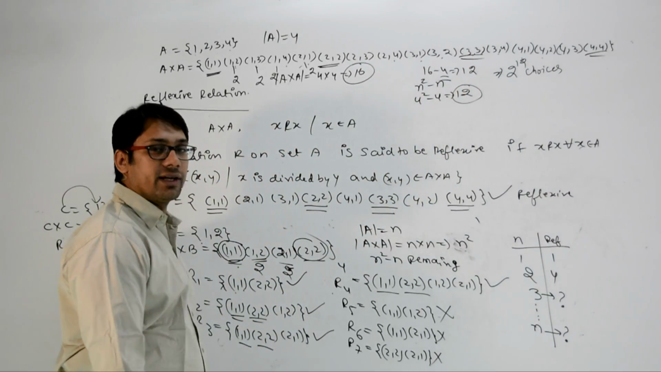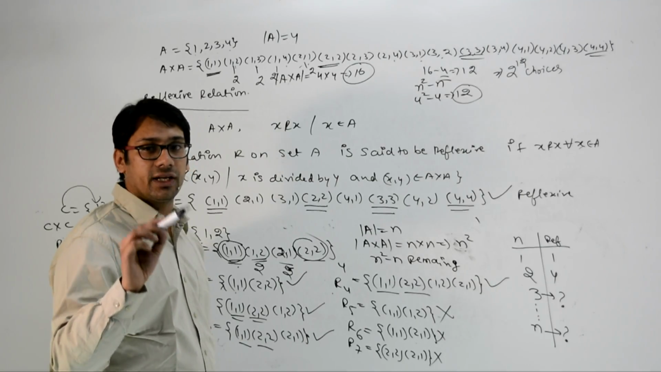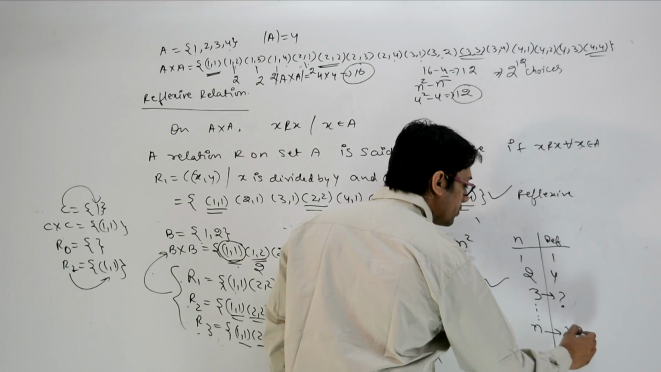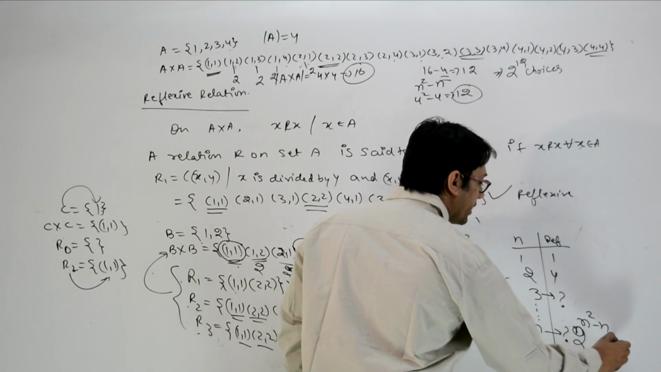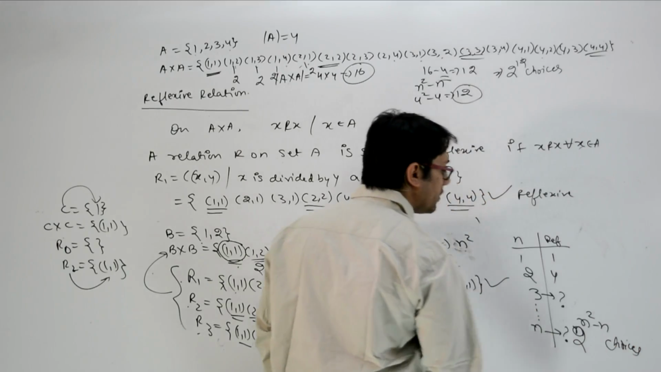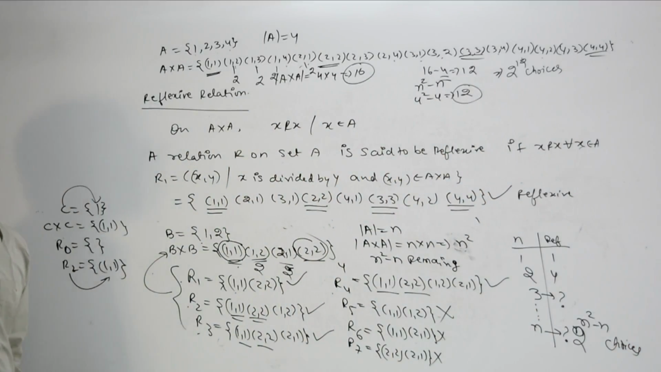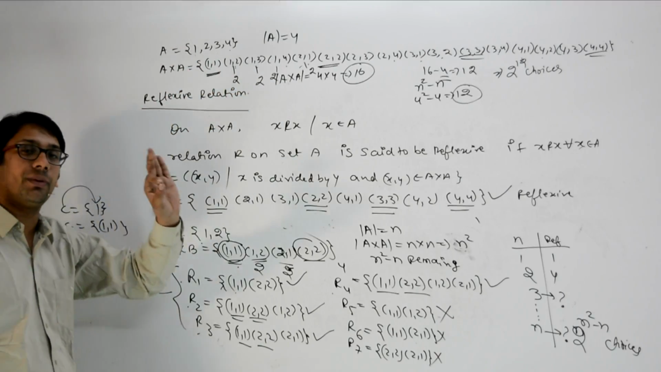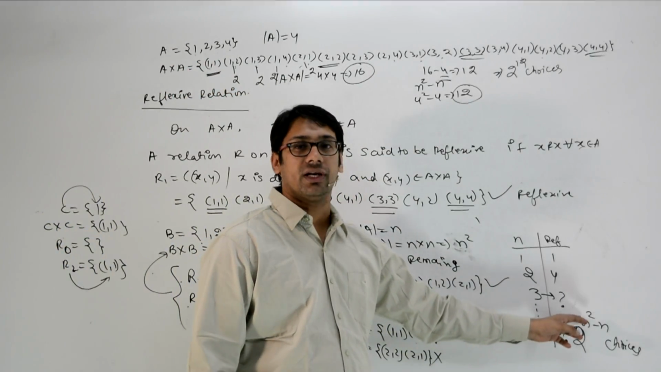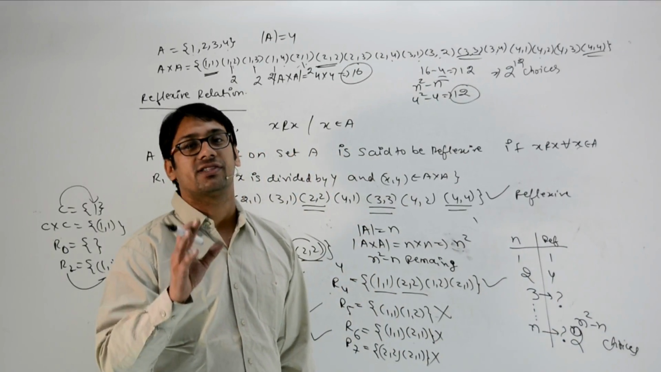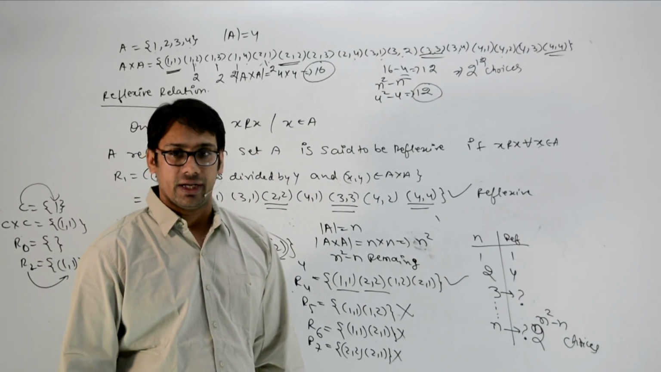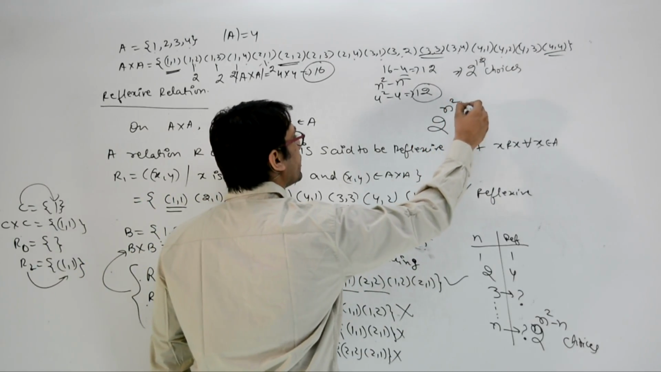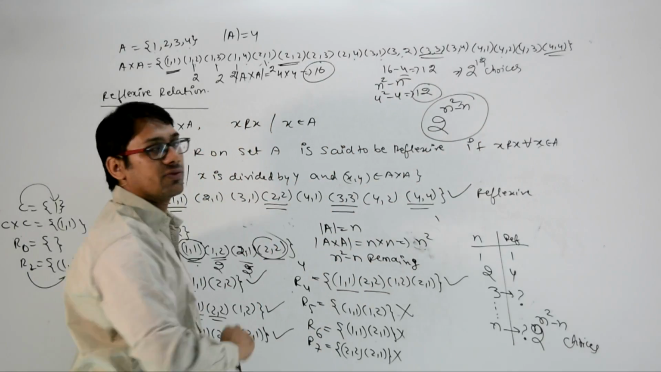Now if you are having n elements, then for these n square minus n elements, 2 raised to power n square minus n choices will be there. That means if a set is containing n elements, then over that particular set you can have 2 raised to power n square minus n different reflexive relations which are possible, right? So just writing it again, it is 2 raised to power n square minus n. These are the number of reflexive relations which are possible.